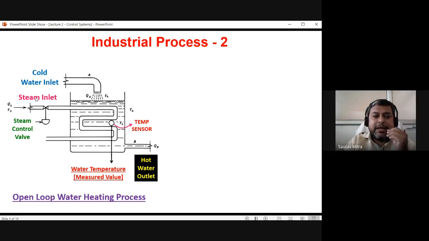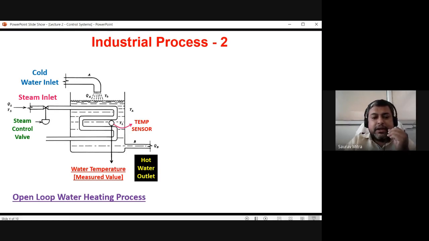So this is a steam pipe, and this is a valve. By controlling this valve, we can control the inlet of steam into the metallic pipe. Whenever we open this valve, steam enters the pipe, and the water inside this container gets heated up. It may be a running process, which means the cold water inlet is open and the hot water outlet is also on. Continuously the cold water comes inside, gets heated up, and hot water goes out. This is called a running process.